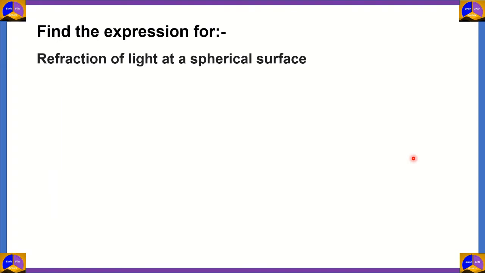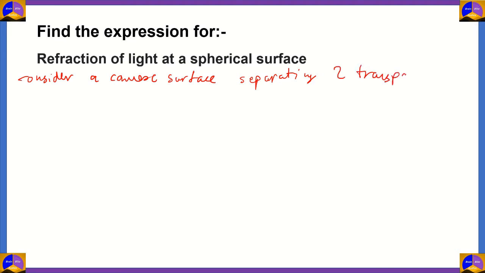Our first derivation is to find the expression for refraction of light at a spherical surface. Over here we're going to take the example of a convex surface. So we consider a convex surface, let's say xy, separating two transparent media of refractive index n1 and n2.